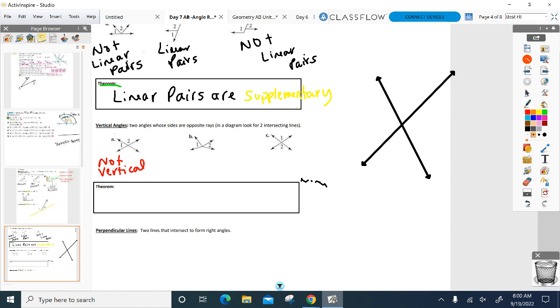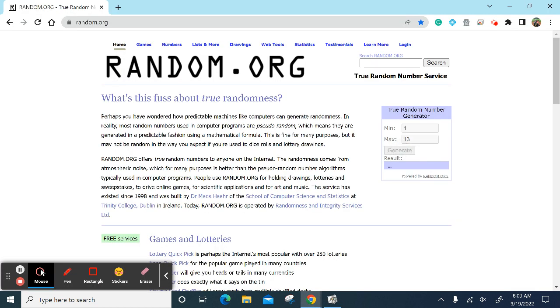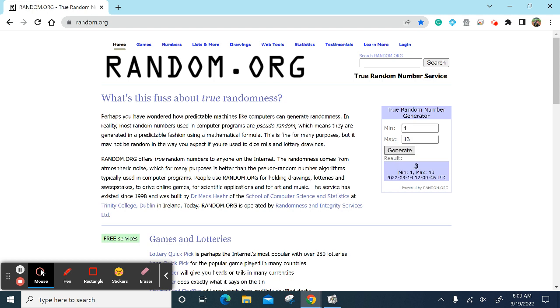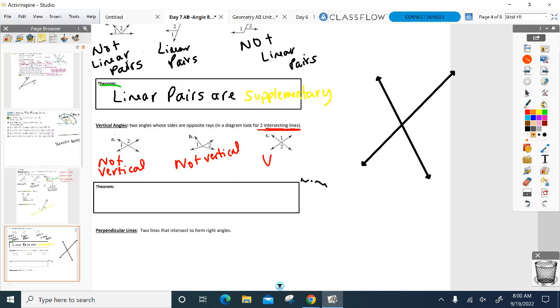What do you think for B? Are those vertical angles? No. Thank you. Here's why. Those aren't two intersecting lines. They need to be two intersecting lines. So these are not vertical. And what about C? Are 1 and 2 vertical? Yep. Yes, they are.